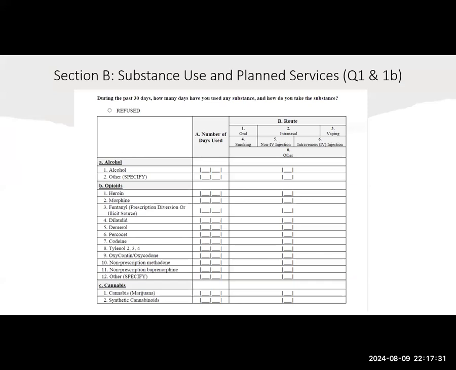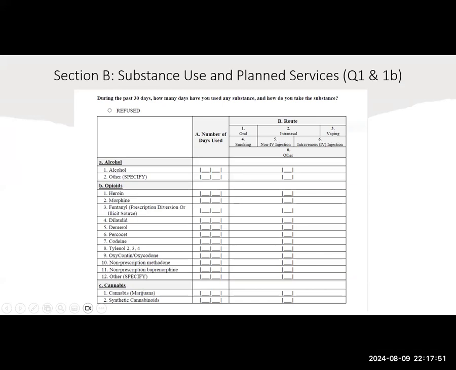For question 1 and 1B, you'll first ask the client, during the past 30 days, how many days have you used any substance? If the client can't report substances on their own, you should then read the list of substances in the table. For example, during the past 30 days, how many days have you used? We'll look at number 1A here, alcohol.